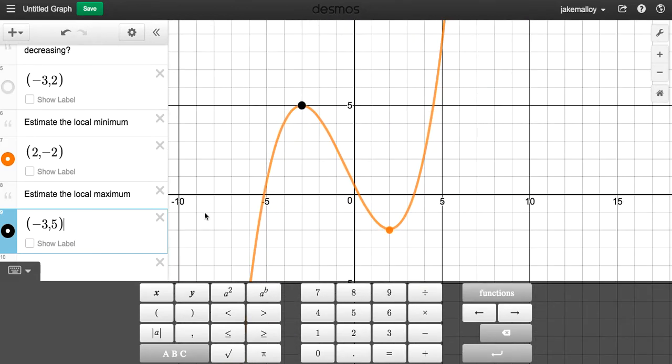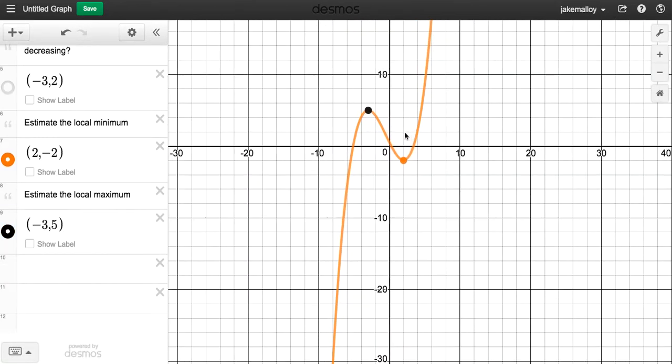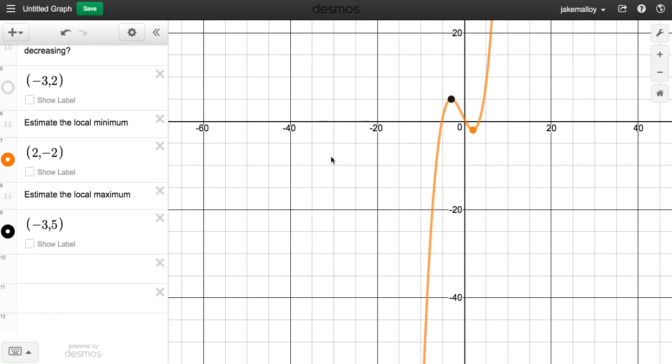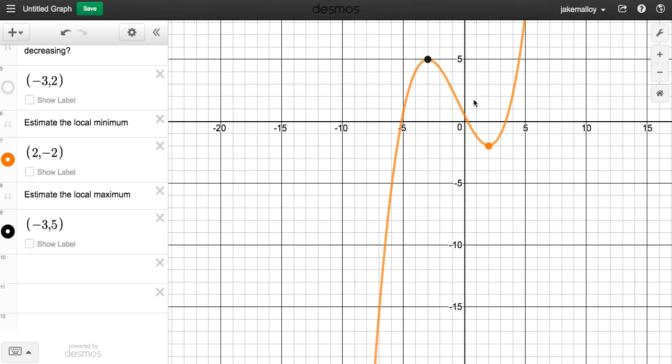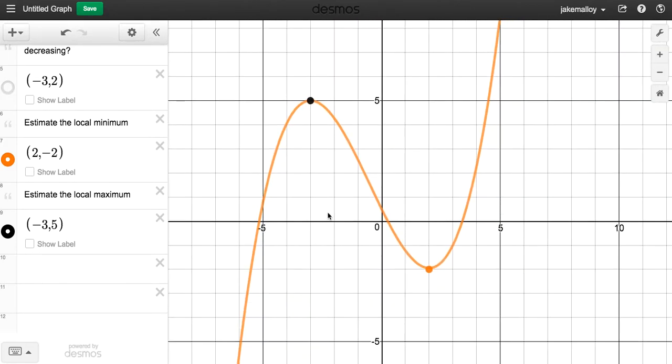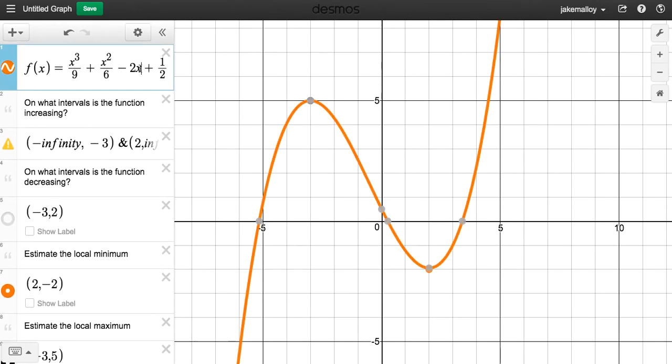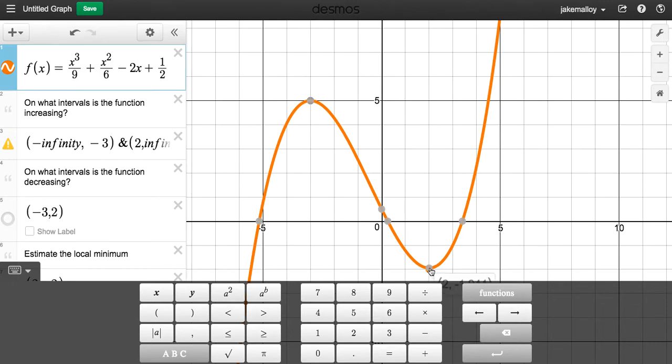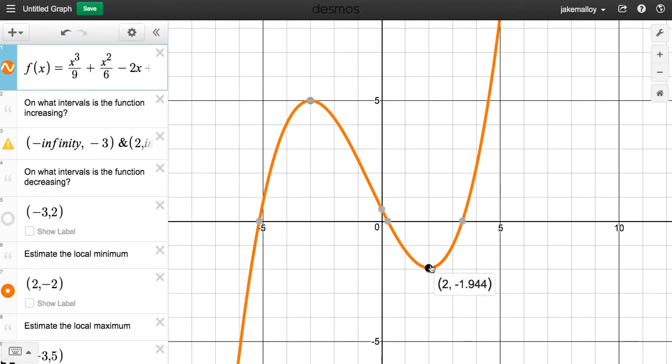So we have those bits, and if we want, we can zoom out of this. Now in the problem, of course, you can't change the graph, but you get to see that part of it. So that represents the increasing, decreasing, local max, and local min. Now this is the equation that we used for that situation, and you can actually see that this point is slightly higher than -2. But it said estimate, so we estimated.